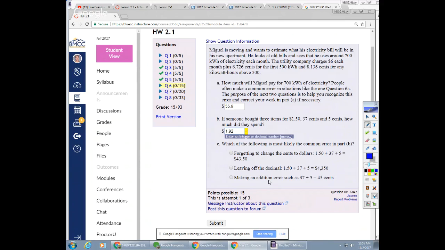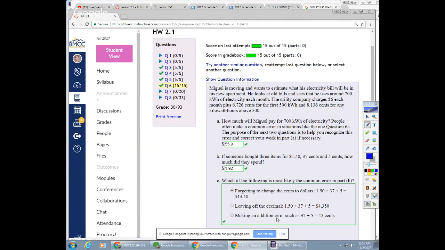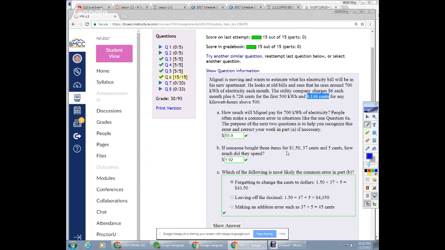Which of the following is most likely the error for part B? Forgetting to change cents to dollars. Leaving off the decimal. Making an addition error. I would say it's this one here, forgetting to change cents to dollars. Submit, and I got them right. Yeah, so the big thing here is just noticing that that's cents, but we got to convert it to dollars, not getting mixed up by that right there. So yours will be pretty similar with slightly different numbers probably.